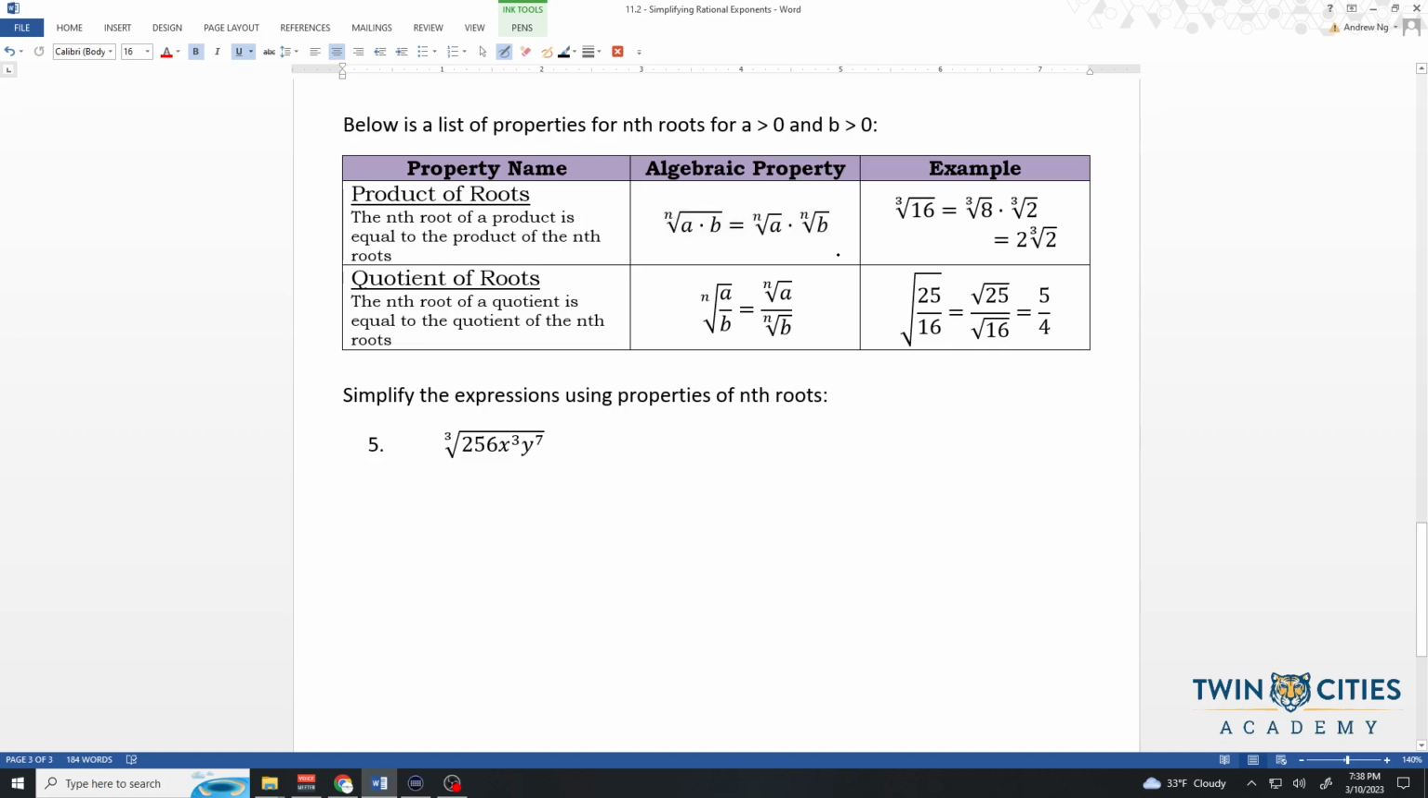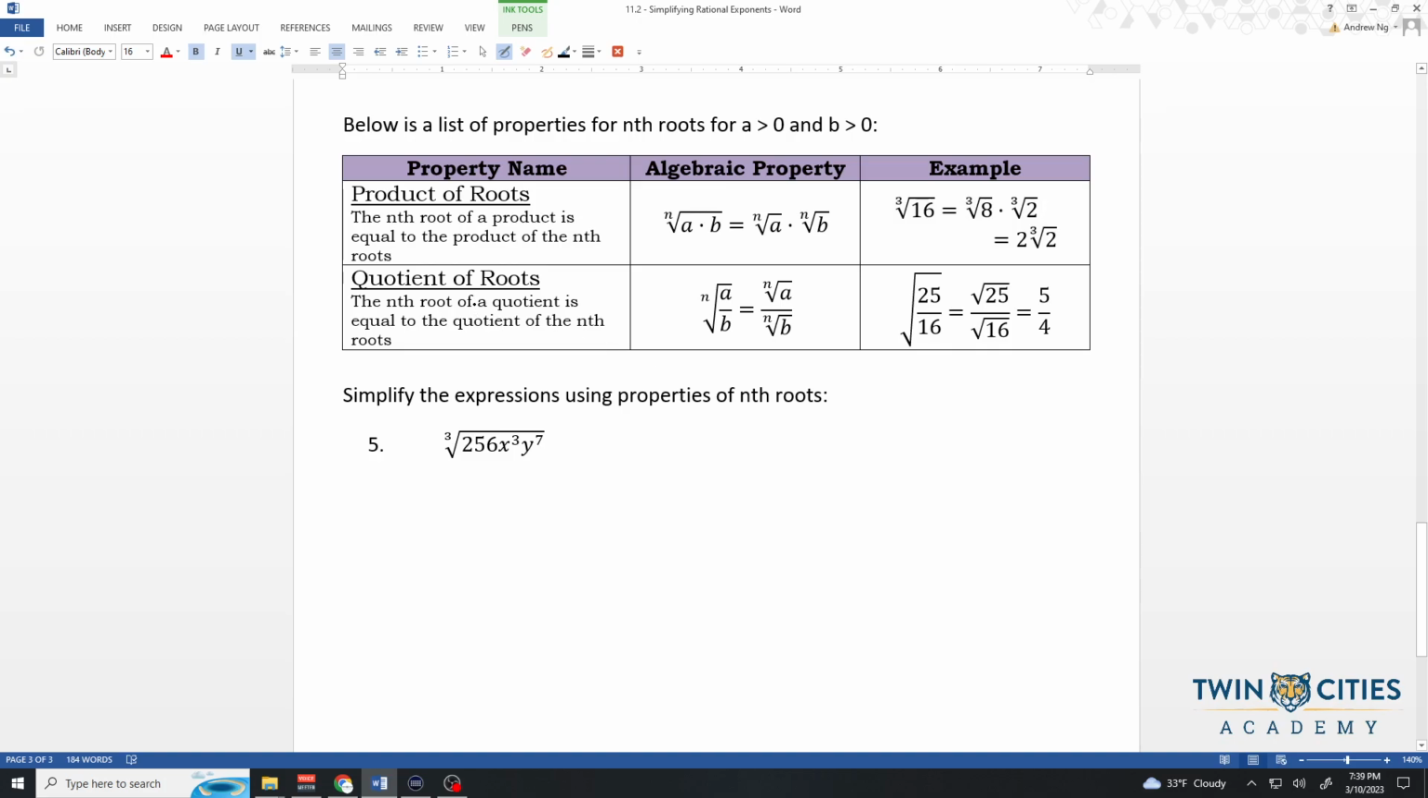Where that might be helpful is, let's say I've got the cube root of 16 and I want to simplify this a little bit. Well, 16 I can break up into 8 times 2. So the cube root of 8 times the cube root of 2. And the reason I might select to do so is because I can actually take the cube root of 8. So that's going to be 2, leaving 2 cube root of 2.